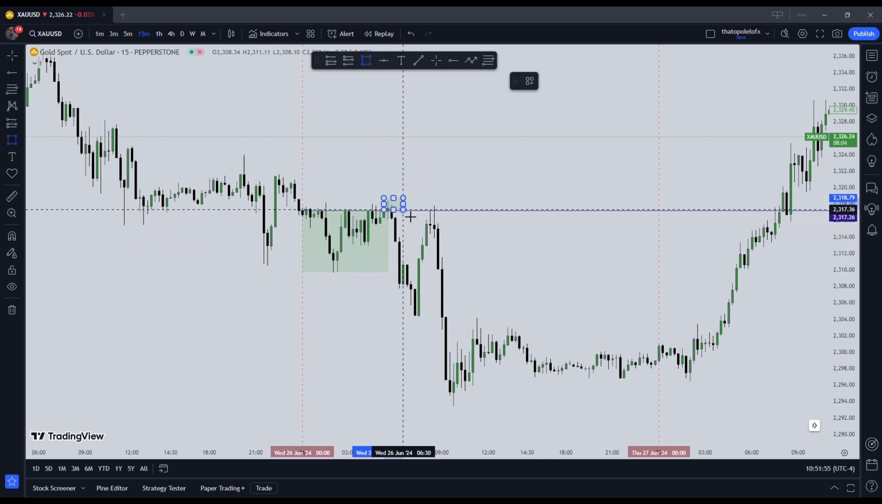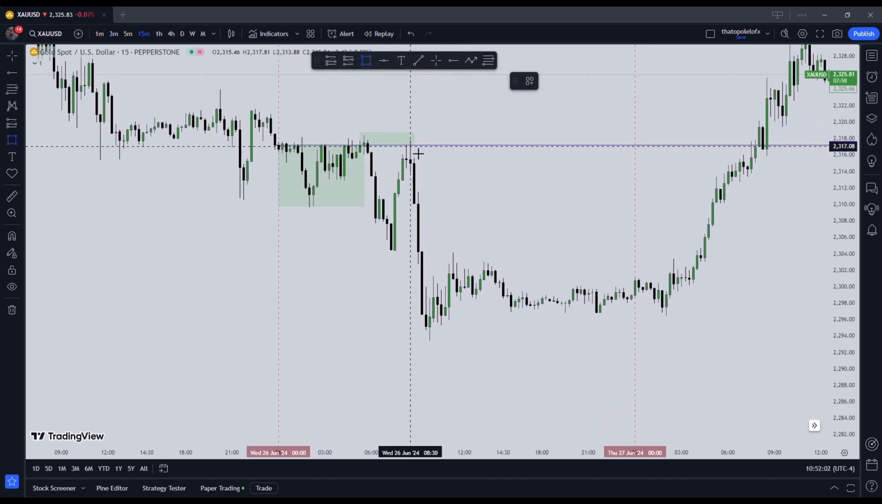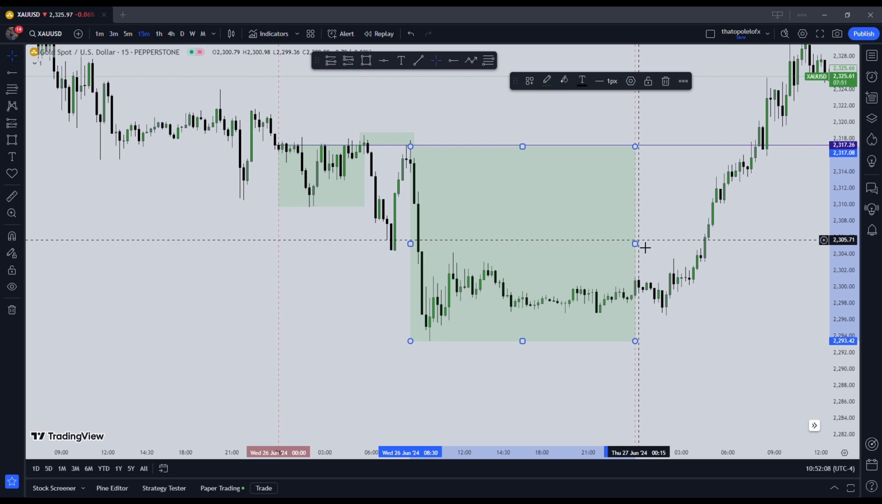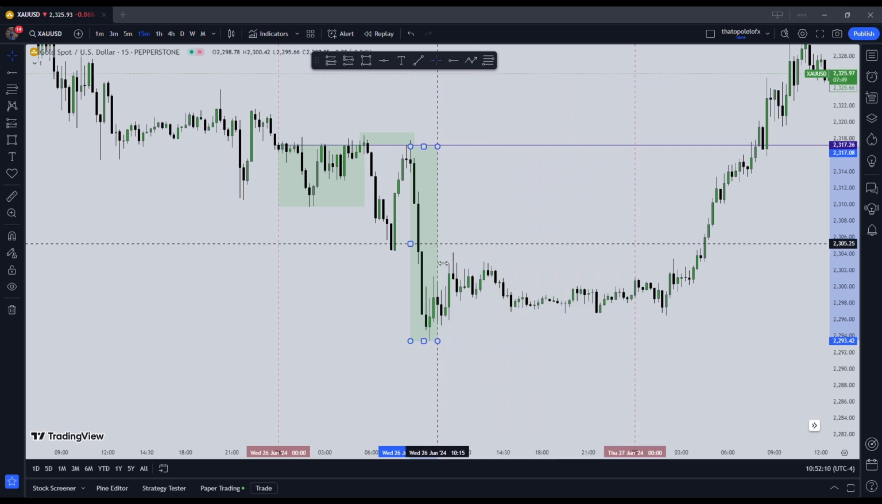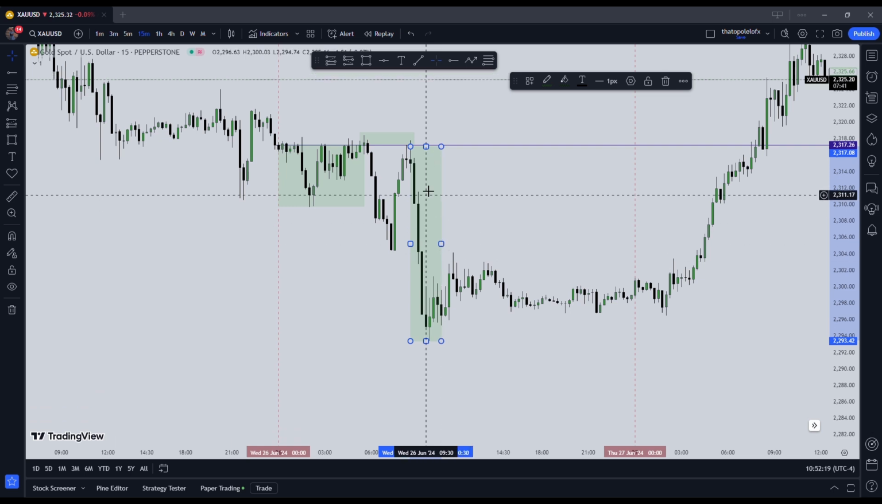Manipulation out right is really, really small. This is manipulation. And then this is distribution. You can mark the rest of this as distribution, that's fine. But I like to mark distribution as the highest movement, the longest movement, the biggest expansion of the day.